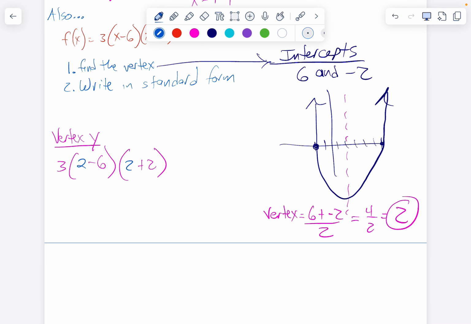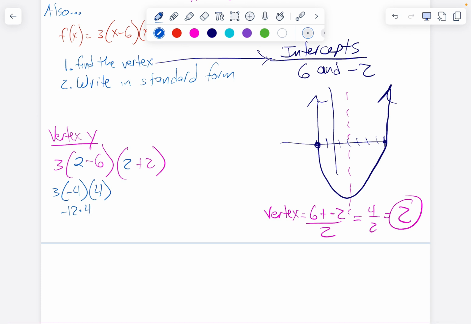2 minus 6 is what? And then obviously 2 plus 2 is positive 4. This is all multiplied. So we get negative 12 for the first two times positive 4, which is negative 48. Okay? So this one on a graph would be way down there.